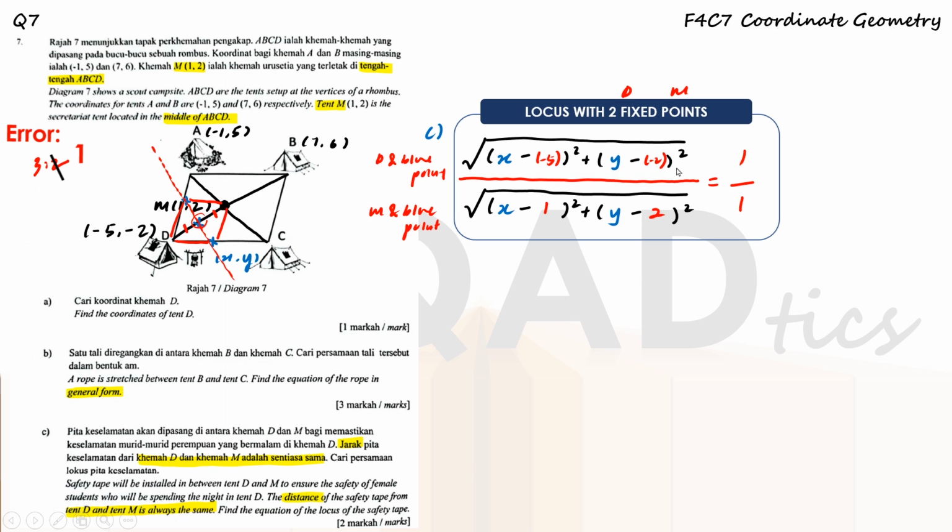Okay, so now to simplify this, let's apply square to both sides.